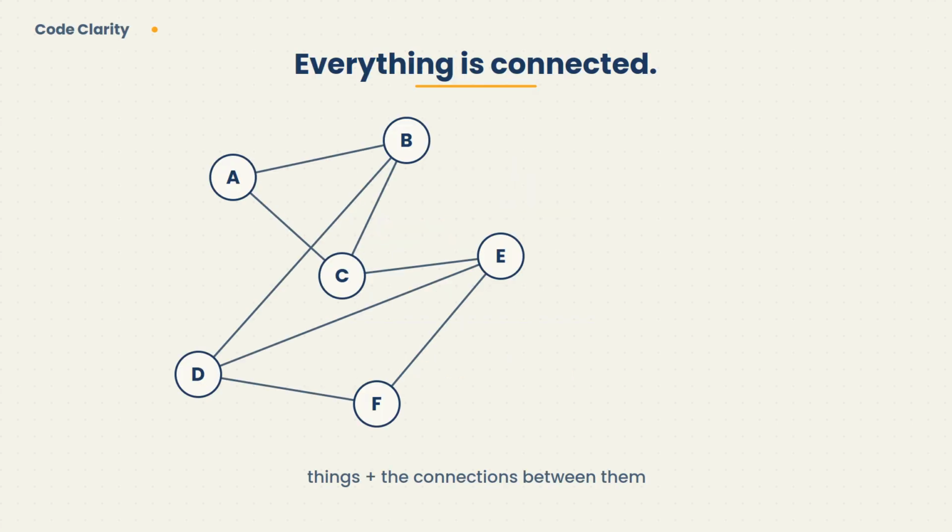Maps, friend networks, the web, package dependencies, flight routes, they're all the same shape underneath: things and the connections between them. That shape is a graph, the most flexible structure in computer science. A tree is actually a special kind of graph with strict rules: connected, no cycles, and often drawn with a root. Drop those rules and you can model almost anything.